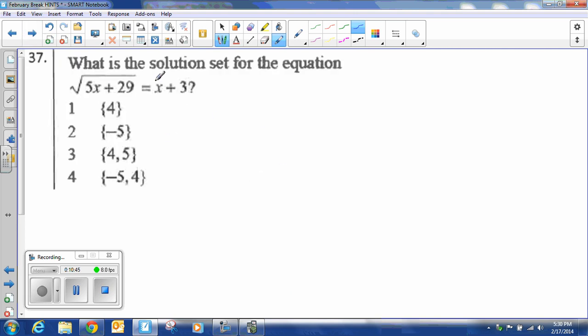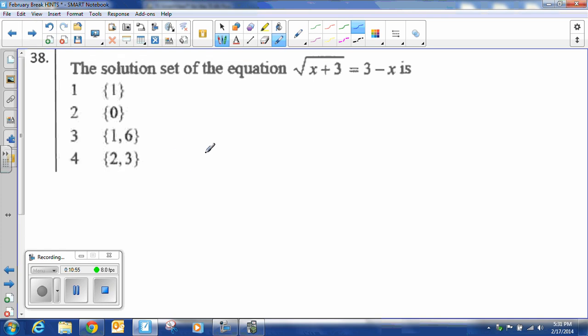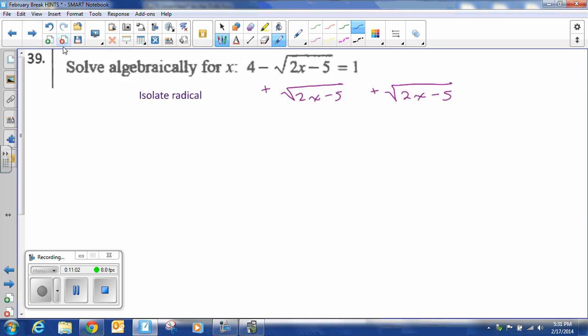Number 37, we're going to do this the same way. Isolate the radical, which it already is by itself, and square both sides. Number 38, same thing. Square both sides. Number 39, isolate the radical.